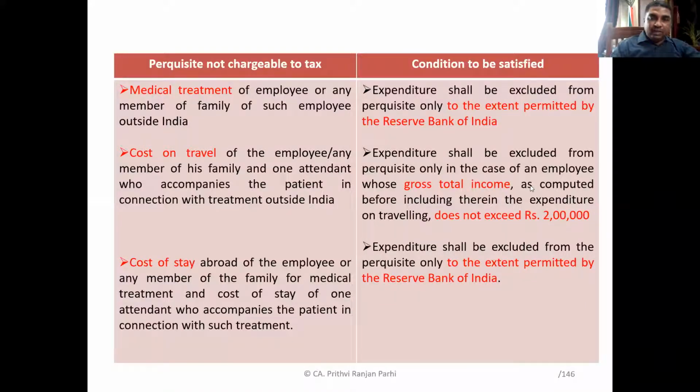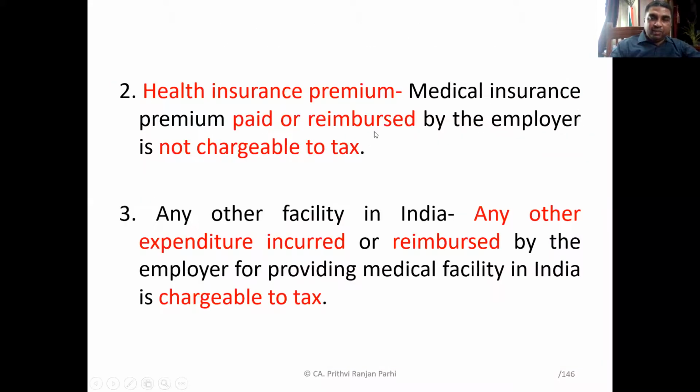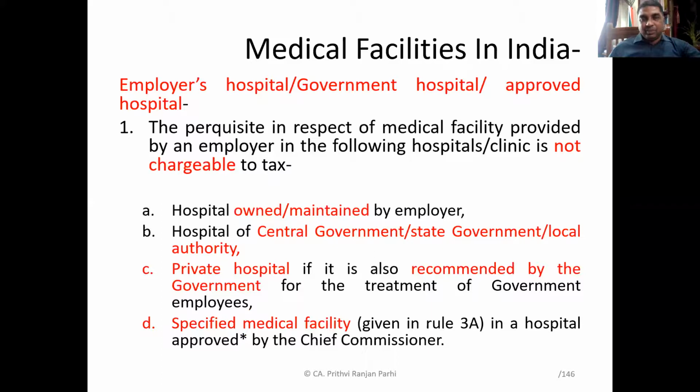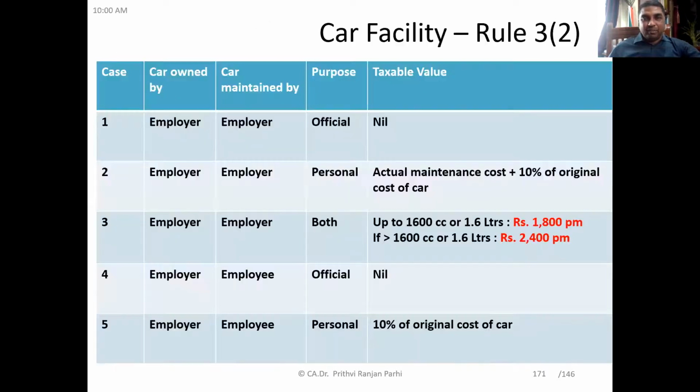I would like to once again take you to one previous slide. The meaning of family: spouse and children of the individual, that is not a concern. But parents, brothers, and sisters of the individual will be exempt only if they are wholly and mainly dependent upon the individual. If they are independent, it will be taxable. If they are dependent, it will be tax free. Understood? So the medical facility part, I think we have finished.